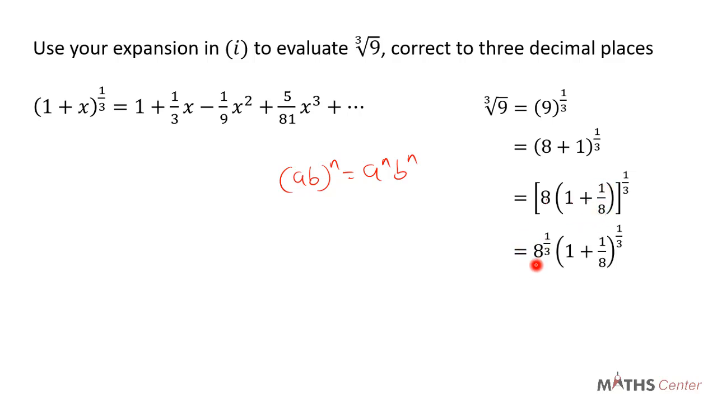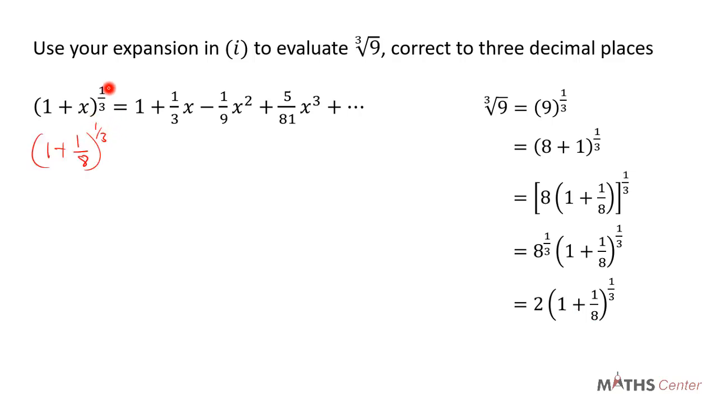So when we do that, we are going to have 8^(1/3) times (1 + 1/8)^(1/3). 8^(1/3) gives us 2. So this gives us 2 times (1 + 1/8)^(1/3). Now we have something that we can use. Consider what is in the bracket. We have 1 + 1/8, and the exponent is 1/3. So when we compare, we can see that we have an exponent of 1/3 here, an exponent of 1/3 here.